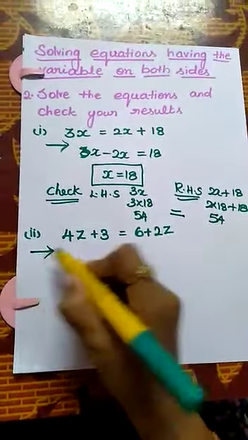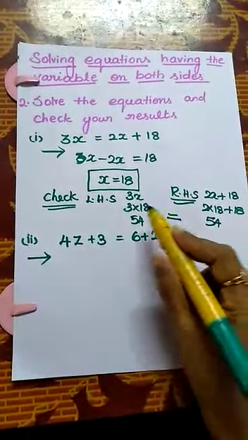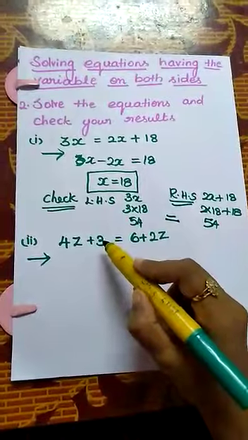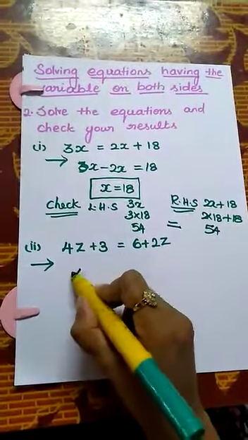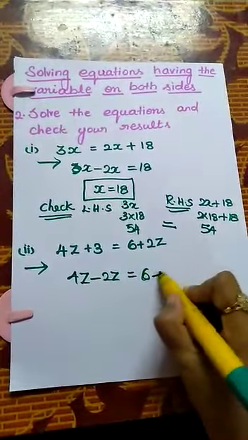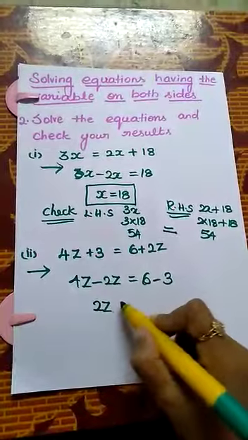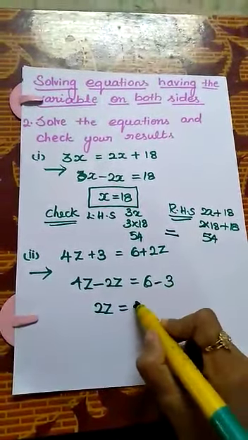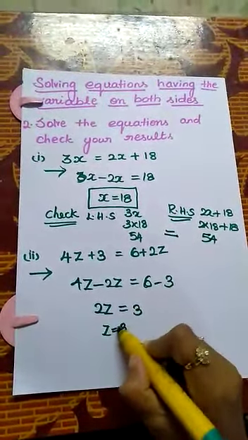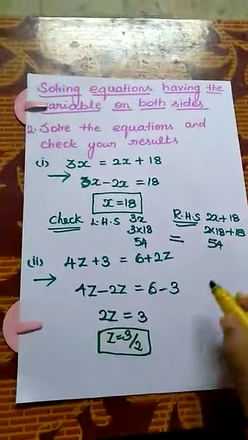Next, 4z plus 3 is equal to 6 plus 2z. So transposing the 2z value to LHS and changing the 3 to RHS. 4z minus 2z is equal to 6 minus 3. 4z minus 2z, what is the answer? 2z. 6 minus 3, what is the answer? That is 3. So z is equal to 3 by 2. This is our answer. Now we are going to check the answer also.